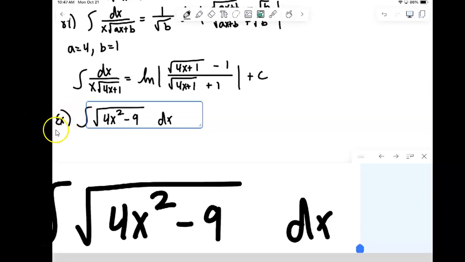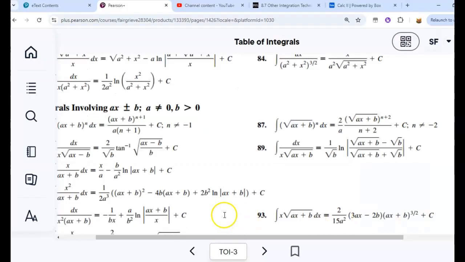Okay, so let's take a look at this example here. We have the integral of the square root of 4x squared minus 9 dx. So once again, let me pull up my integration tables.